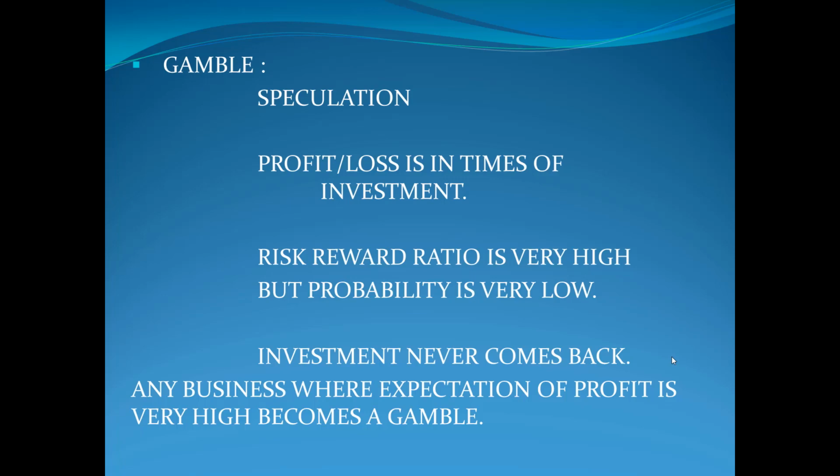Now, what do you mean by probability? You are putting some money in a lottery. The risk reward ratio is very high. 100 rupees lottery, 1 crore prize. But the probability is very low. Probably 1 in 1 crore also. So, whenever the risk reward ratios are high, the probabilities will come down.